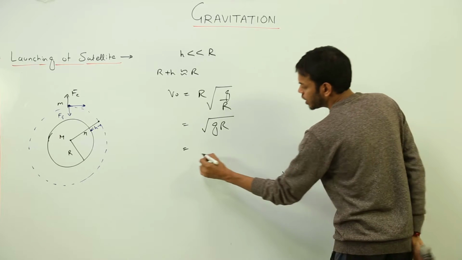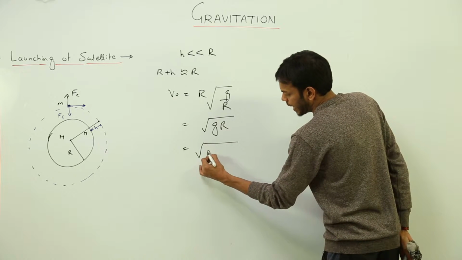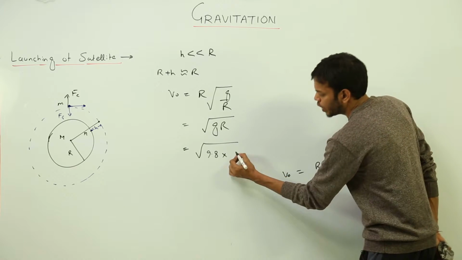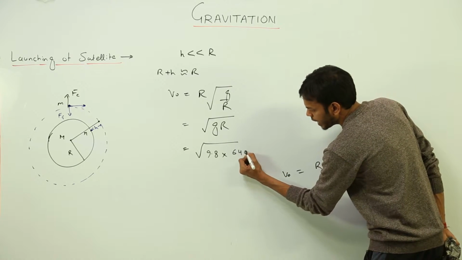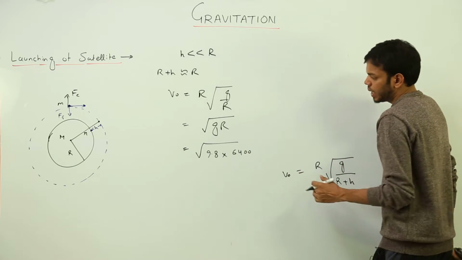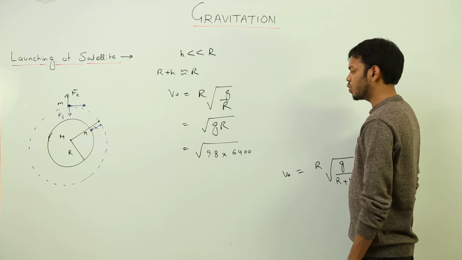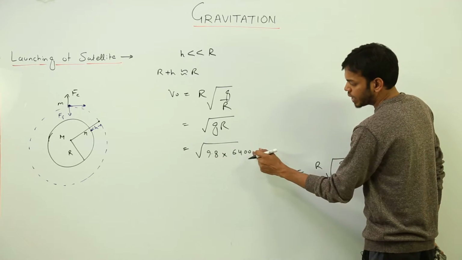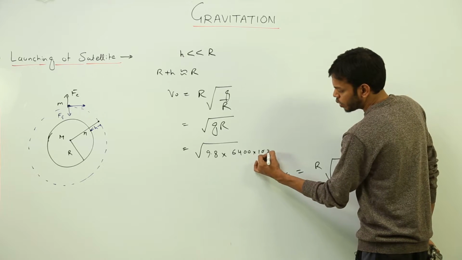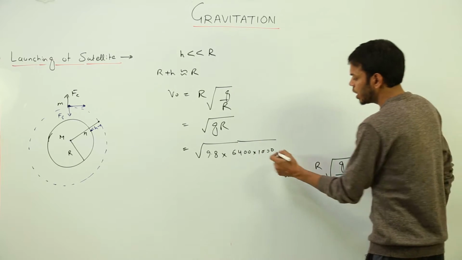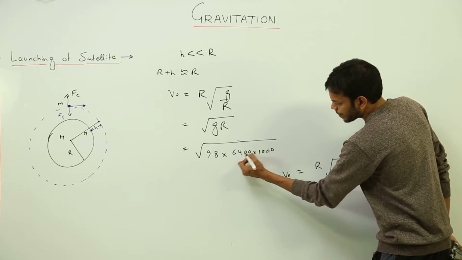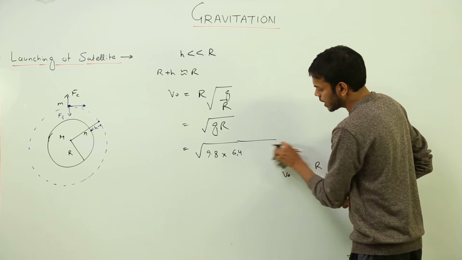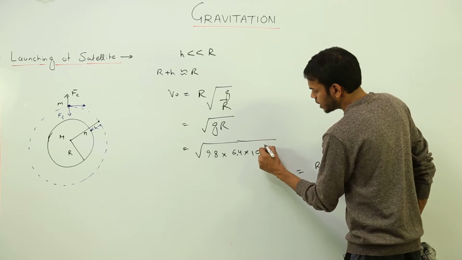Put the values. What are the values? g is 9.8 meter per second square and r is 6400 kilometers. This is 9.8 meter per second square and this is 6400 kilometers. Let's convert one thing into another. I am converting this into meters, so it will be into 1000. This value we have to figure out, or I can write this as 6.4 into 10 raised to power 6.